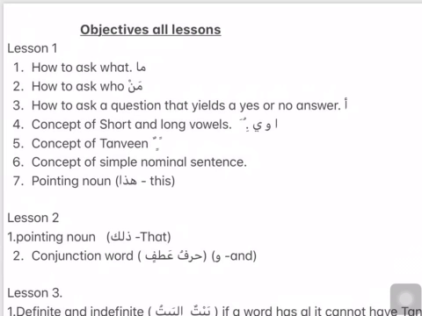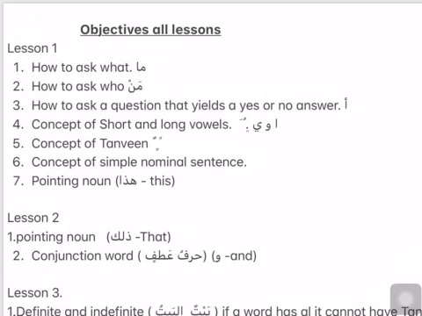We learned the concept of a simple nominal sentence which has a mubtada, the subject, and a khabar, the predicate. We learned that the mubtada is the first ism, it is ma'rifa, it has al, and it ends in a dhamma. The khabar we learned is the second noun, it is nakira, it has tanween, dhamma.